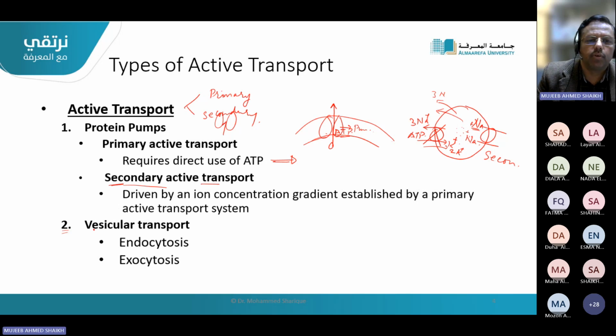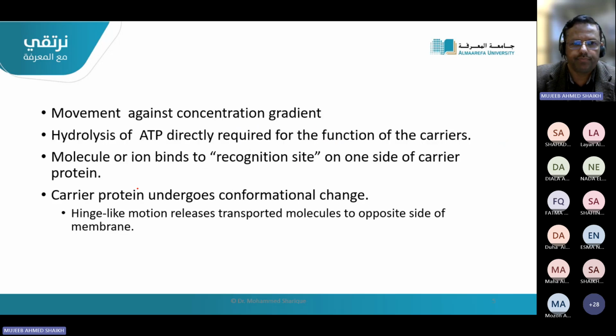The second type of active transport is vesicular transport, which consists of endocytosis and exocytosis. We will see it later. Now we will concentrate on primary and secondary active transport. Here in active transport, movement is occurring against the concentration gradient. It requires energy, which is in the form of hydrolysis of ATP.